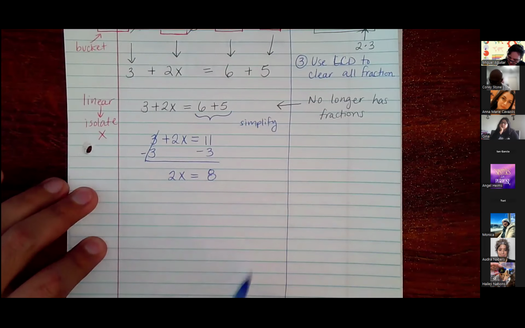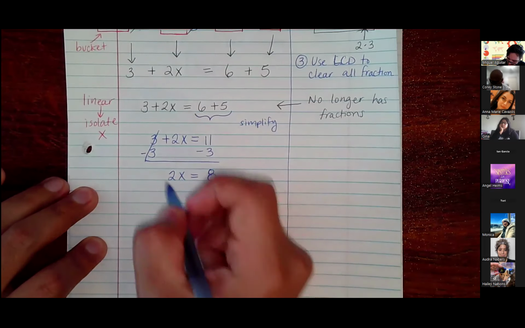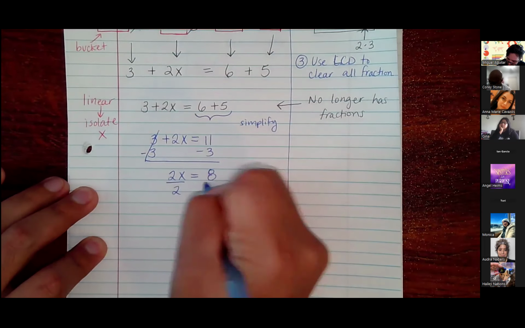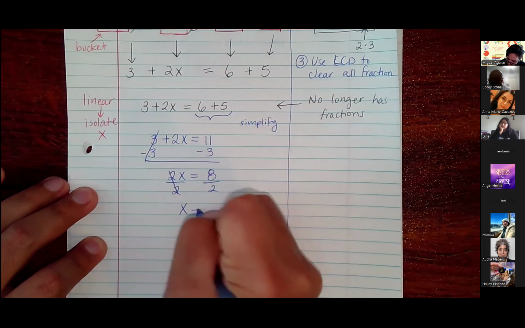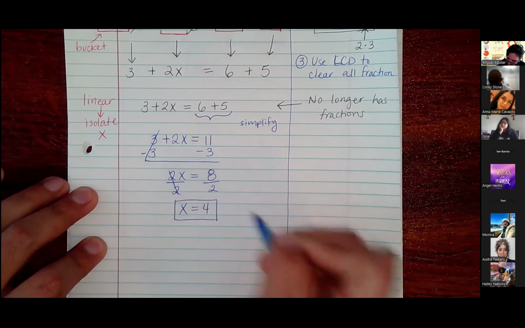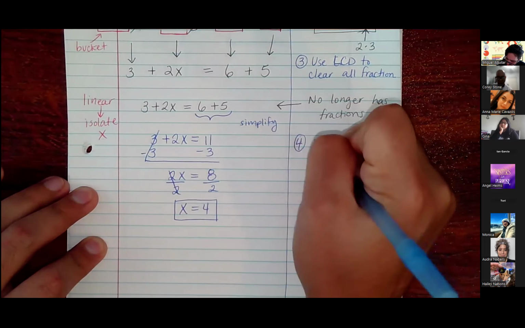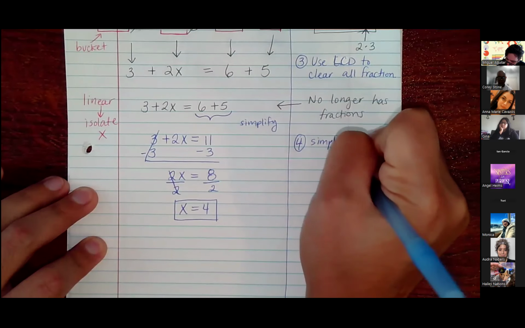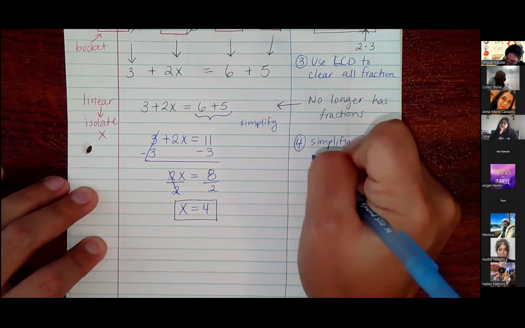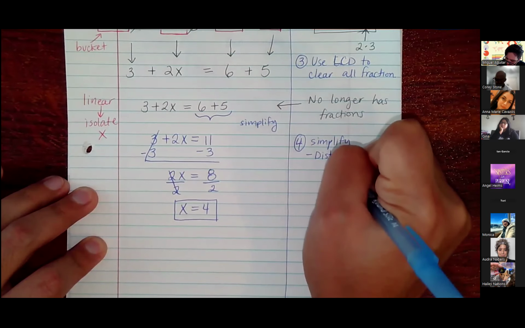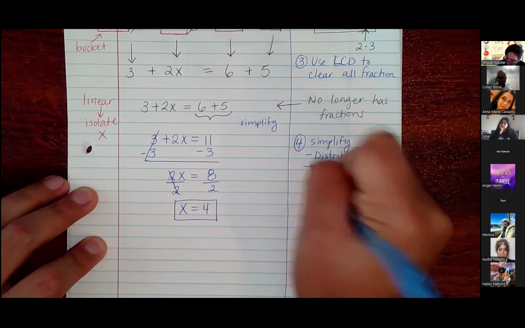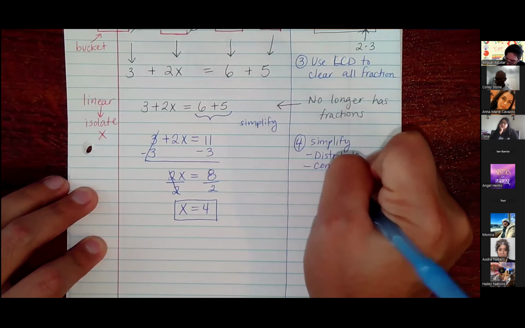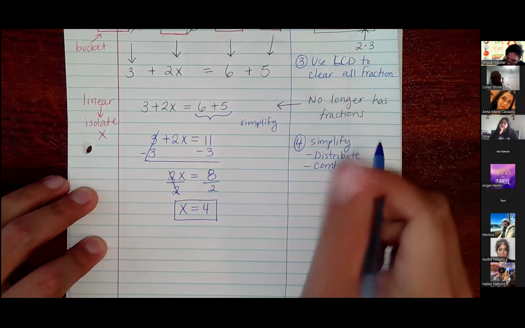And then what's the last step for getting x isolated? Divide by 2. So x is equal to 4. Okay, so the fourth step is really to simplify, which means sometimes you'll distribute. In this case, we didn't have to distribute, but you'll definitely need to combine like terms just to make things look a little bit nicer, a little bit cleaner.